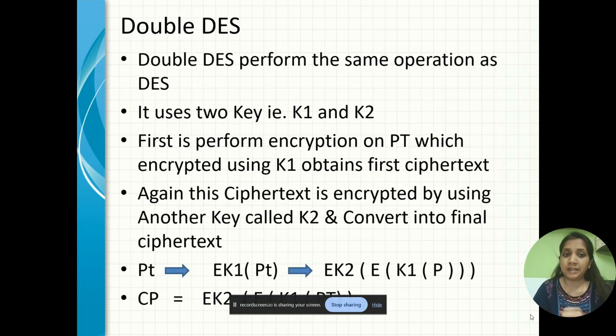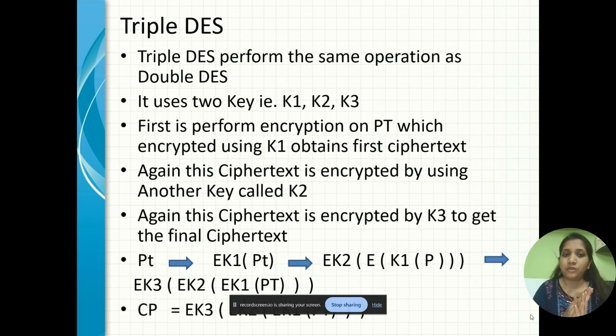Let us see what double DES is. It performs the same operation as DES. It uses two keys, K1 and K2. First, encryption is performed on the plain text, which is encrypted using K1 to obtain the first ciphertext. Again, this ciphertext is encrypted using another key called K2 and converted into the final ciphertext. That is, the intermediate ciphertext is EK1(PT), and the final ciphertext is EK2(EK1(PT)).